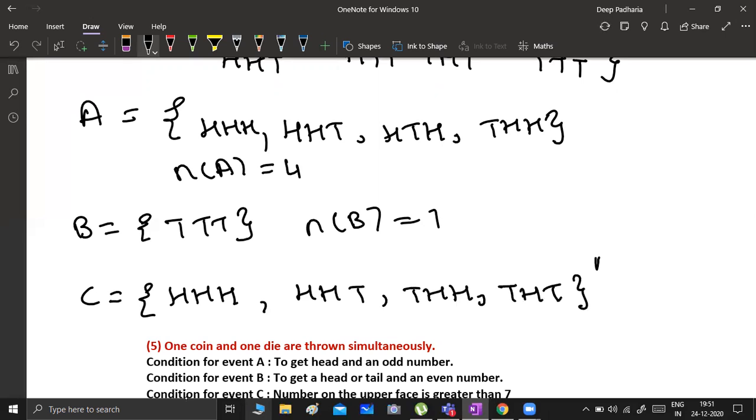And I can say that N of C would be 4. Any doubts? N of C 4 मिल गया. N of A 4 मिला. N of B 1 मिला. And N of S would be 8. ठीक है. So can I go with the next question?